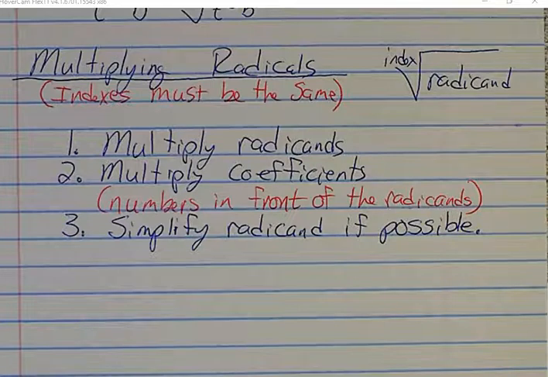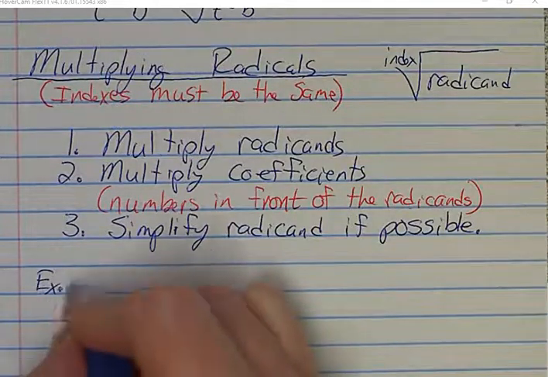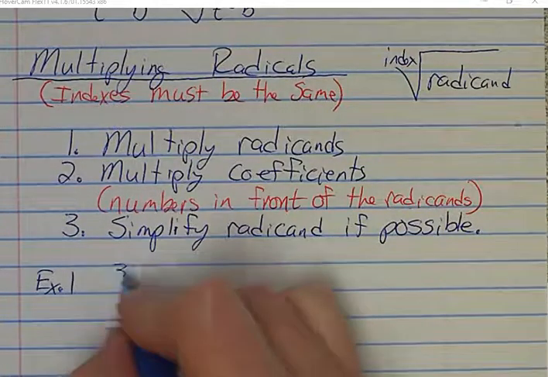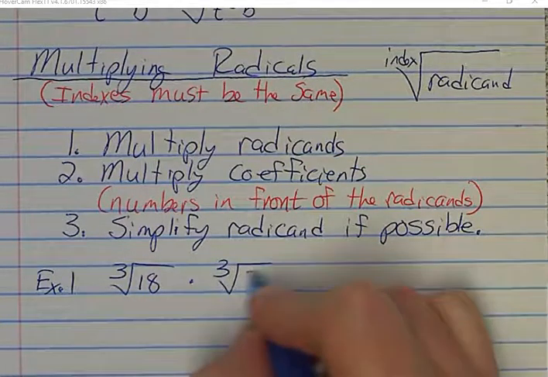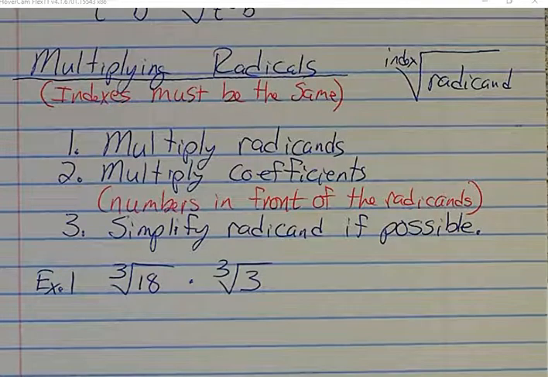All right, let's do about 4 of these, make sure we're good, and then that may be about all the time that we have before we run out of time today. Okay, so for the first example, we're going to go with third root of 18 and third root of 3.